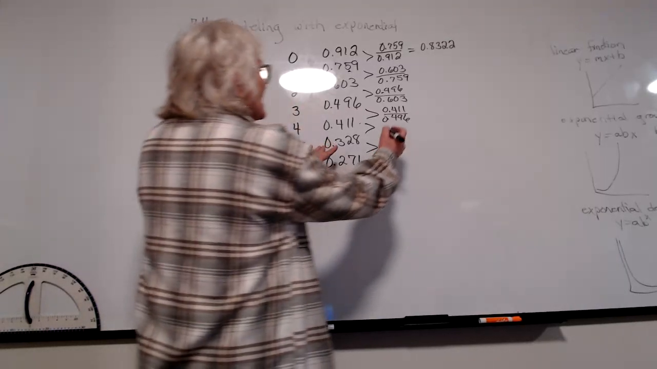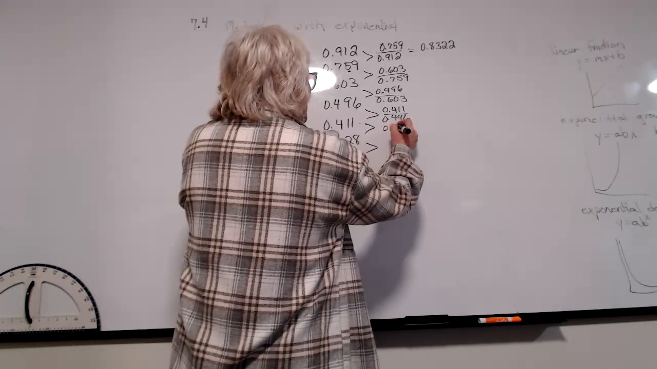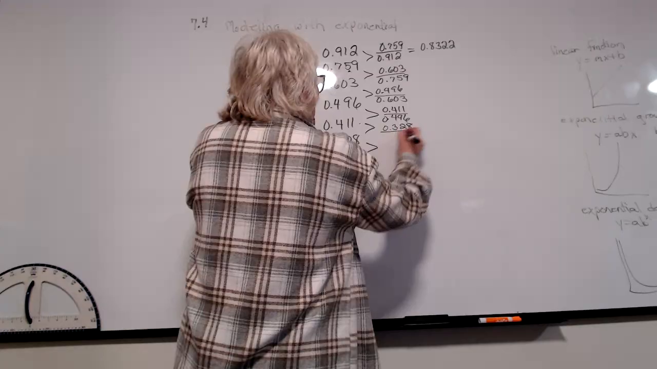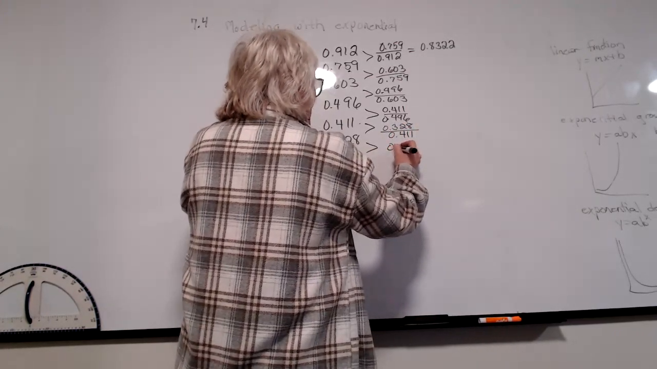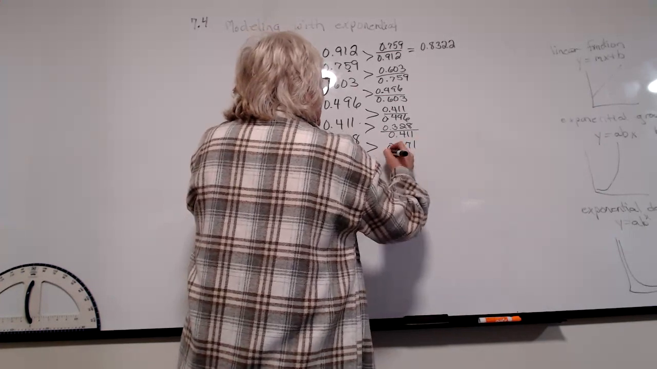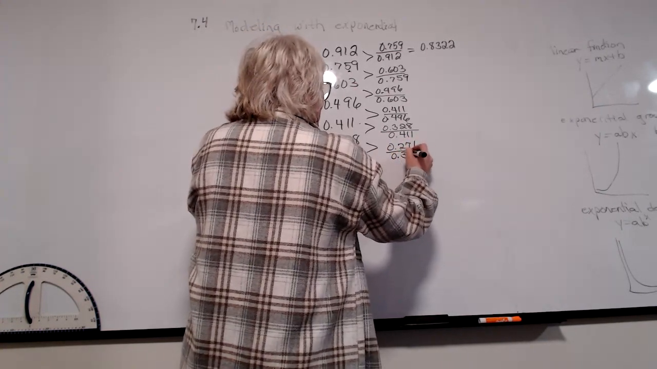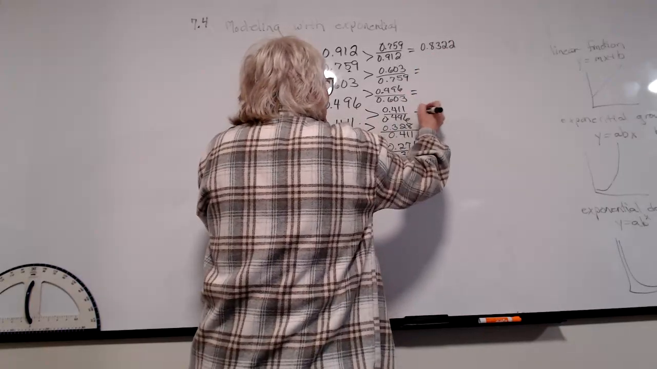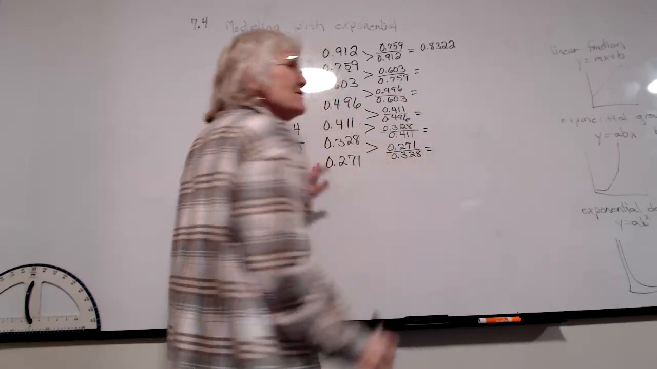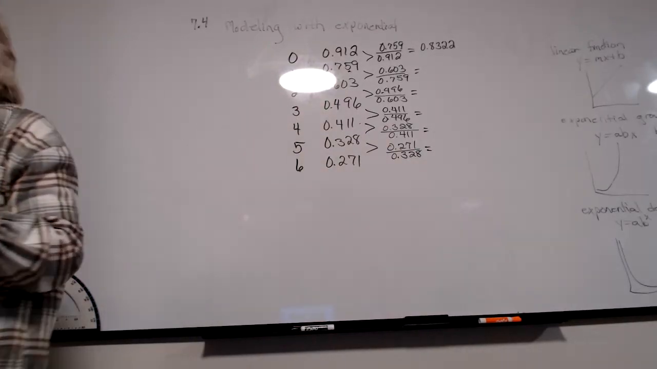The next one is 0.328 divided by 0.411, and the last one is 0.271 divided by 0.328. So we're looking for what is the number I multiply. We're looking to see if it's a constant number.